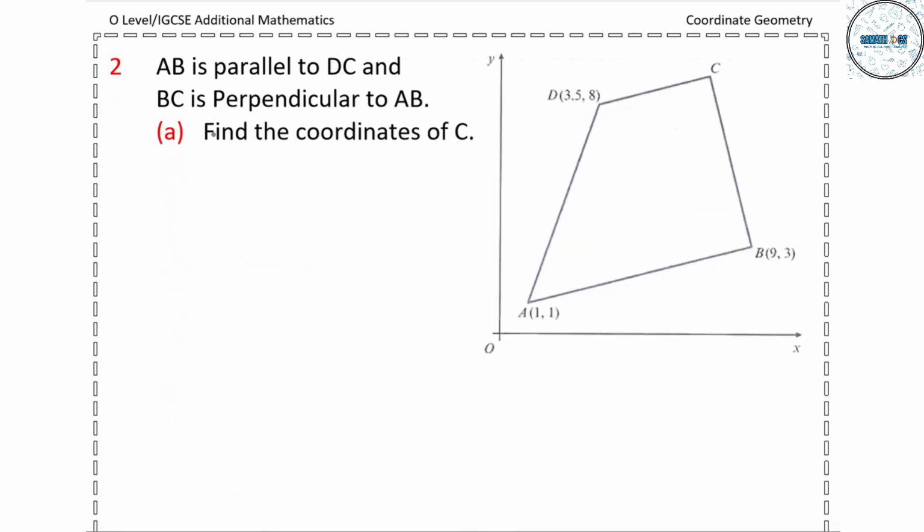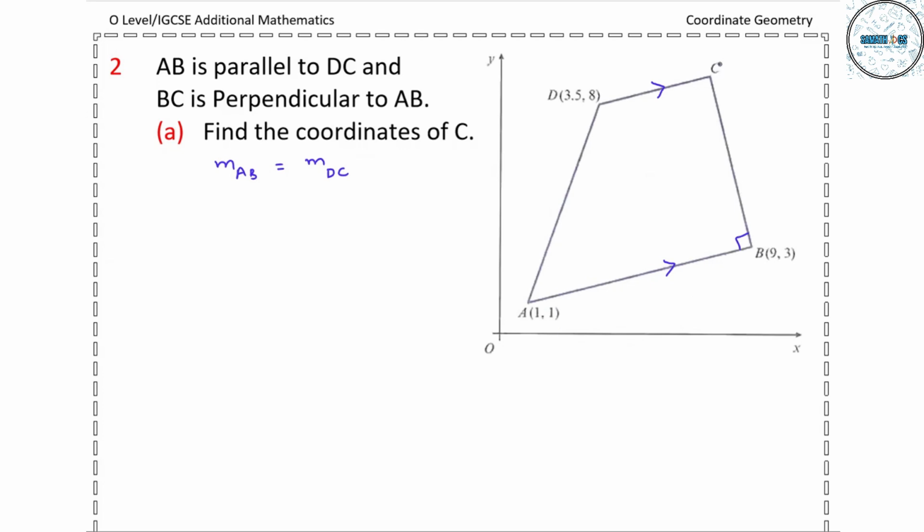Another question: AB is parallel to DC and BC is perpendicular to AB. Find the coordinates of C. You can see AB is parallel to CD. It means that the gradient of AB is equal to the gradient of DC. We can write M of AB is equal to M of DC. BC is perpendicular to AB. It means that it is making a right angle here.